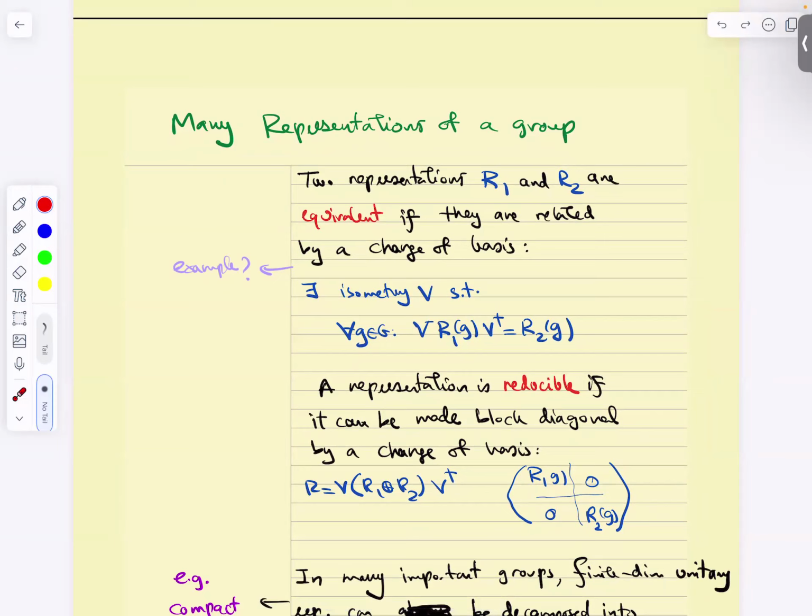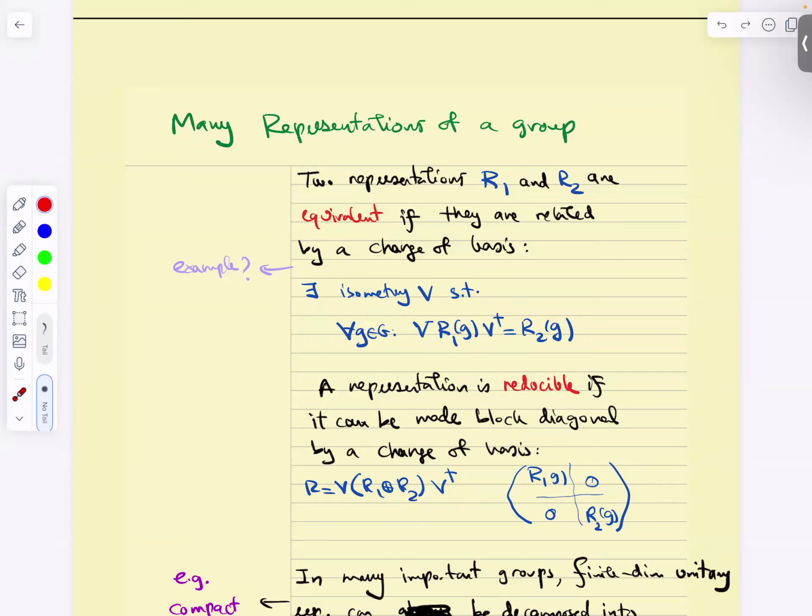This is also very, very important. Two representations, R1 and R2, of the same group are equivalent if they are related by a change of basis. What does that mean? That's a physicist talking. What it means is that there exists an isometry V such that for all G in the group, V R1 of G V dagger is R2 of G. Do you see why this transformation is good?